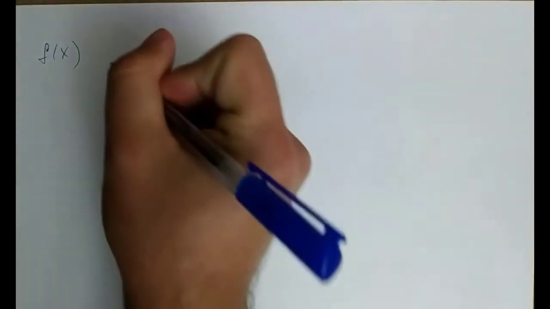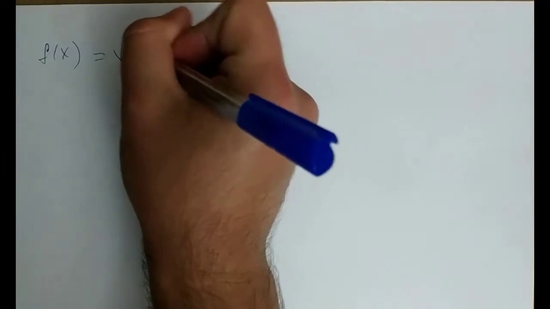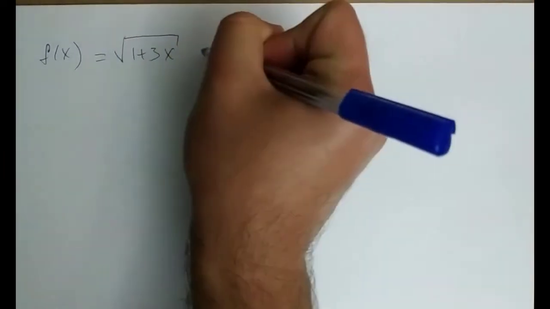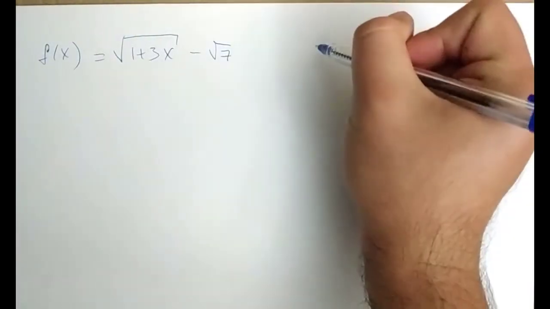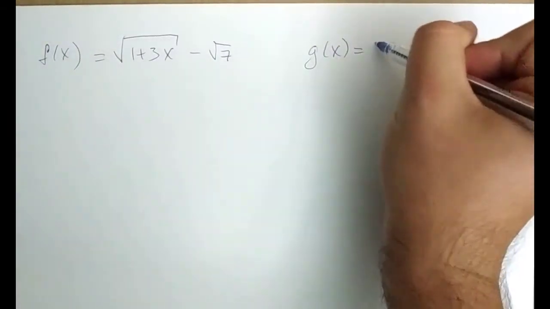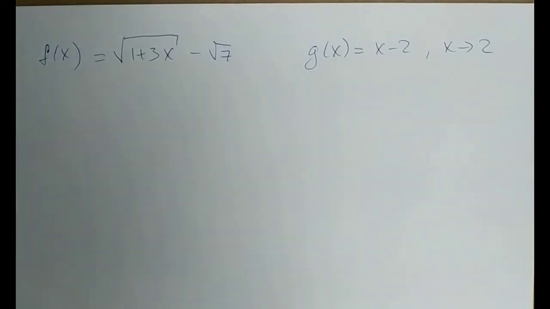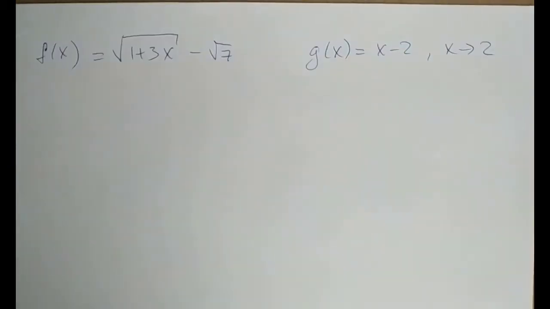Let's consider the next example. Find the principal part of the function f of x is square root of 1 plus 3x minus square root of 7, with respect to test function g of x is x minus 2 as x tends to 2. How to find the principal part of this function?